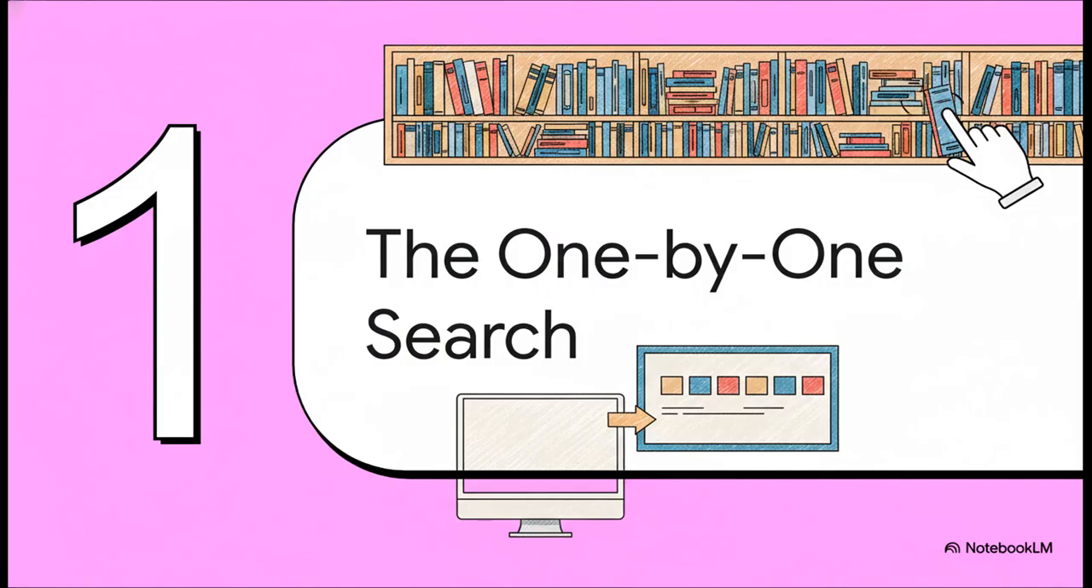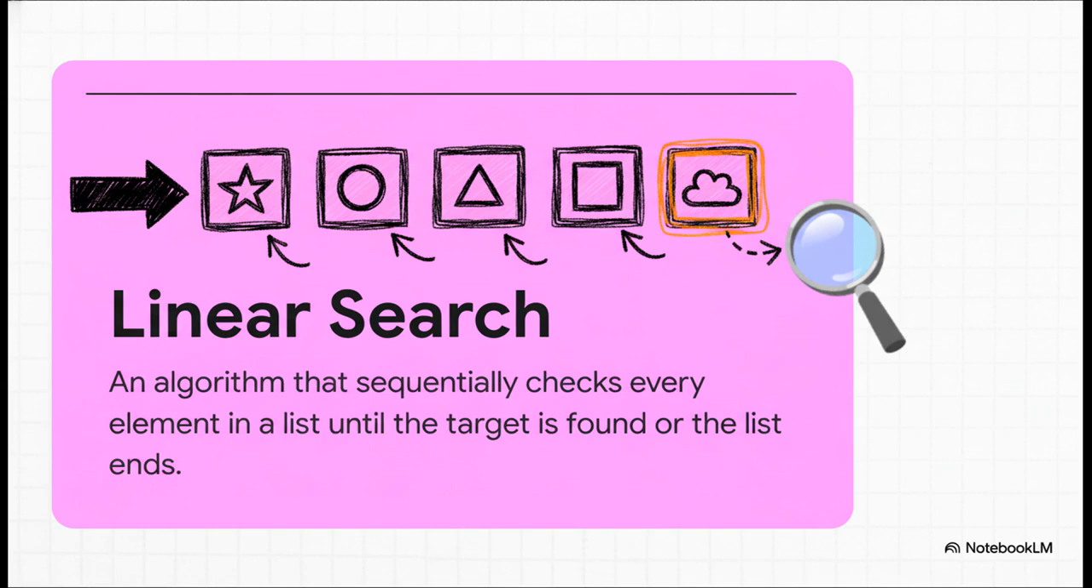Okay, so first up, let's talk about the most basic, most intuitive way to find something. Imagine I asked you to find a specific book on a totally messy, disorganized shelf. What would you do? You'd probably just start at one end and check every single book one by one. Well, computers can do that exact same thing. This method is called, pretty logically, a linear search.